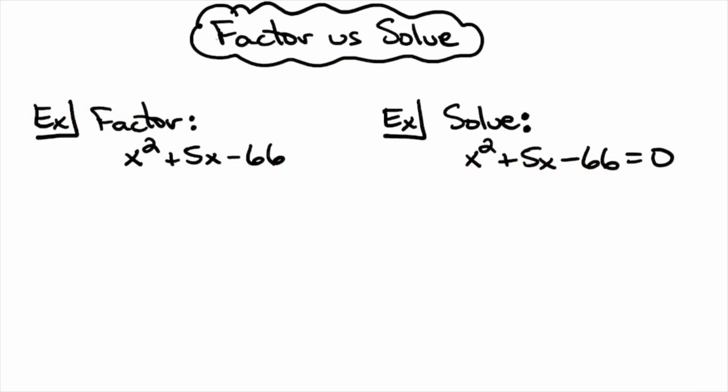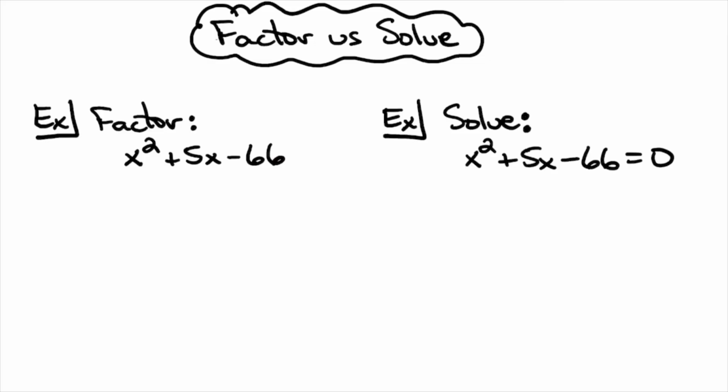In these examples, I would like to go through the difference between factor versus solve. Over here on the left-hand side, the directions say factor, and you'll notice that we have an expression. This is a trinomial. There's no equal sign, so we're not going to be solving it. Whereas over here on the right, you've got the word solve, and you actually have an equation. So on the right-hand example here, we will actually solve down and find what x equals for this equation.